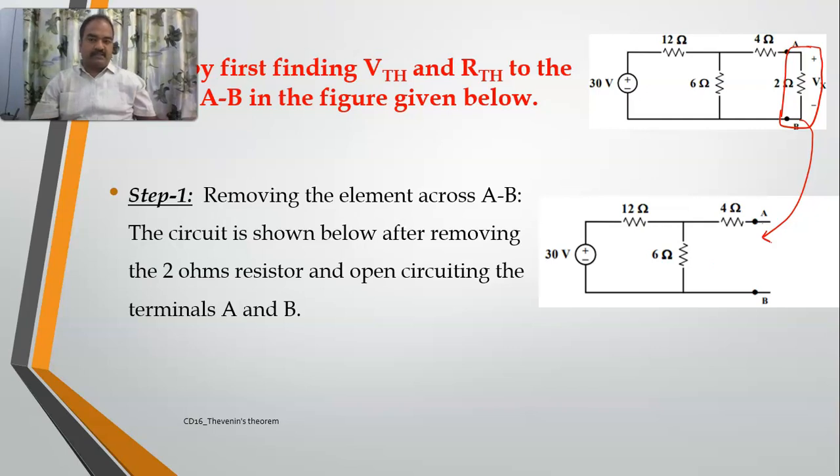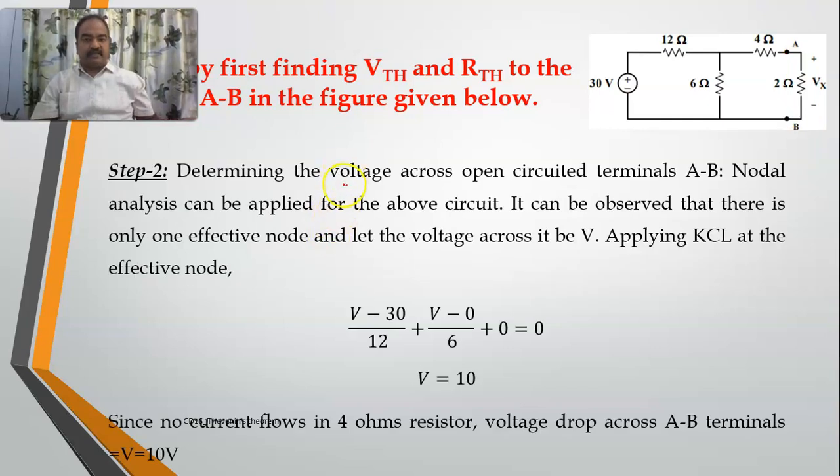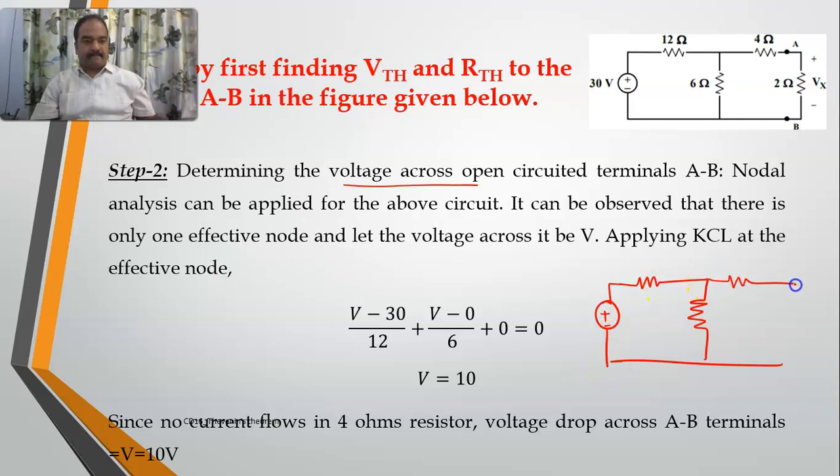Now the step 2 is you should determine the Thevenin's voltage across these open circuited terminals. I am drawing the open circuit again. This is 4 ohms, 6 ohms, 12 ohms and 30 ohms, and this is the open circuit. I am applying nodal analysis here. This is A, this is B. I am taking this as 0 volts. This will also be 0. This is 30 volts. I don't know this one here. This is going to be V.